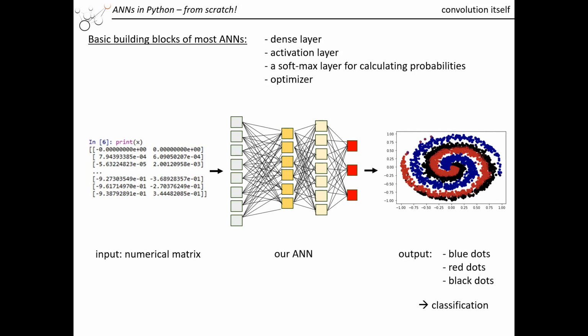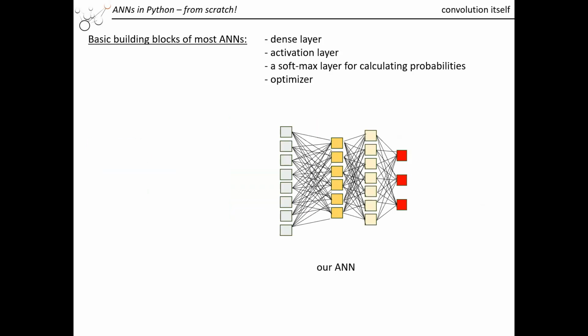For example, in the case that we had in the first lecture, we have different coordinates from our different data points, and they have different categories: blue data points, red data points, and black data points. And we trained our neural network accordingly, and then we have this classification problem. So it was a classification problem. That's why we needed the softmax layer for calculating the probabilities.